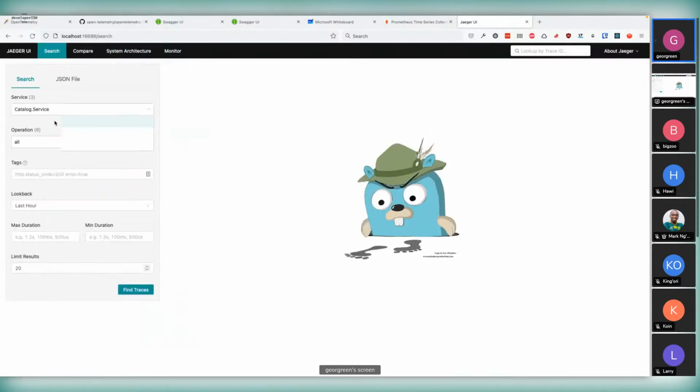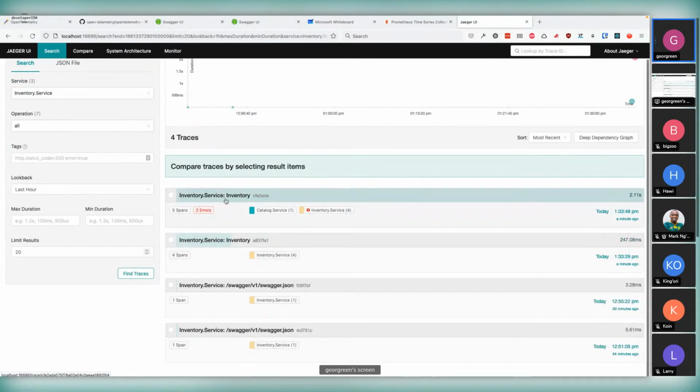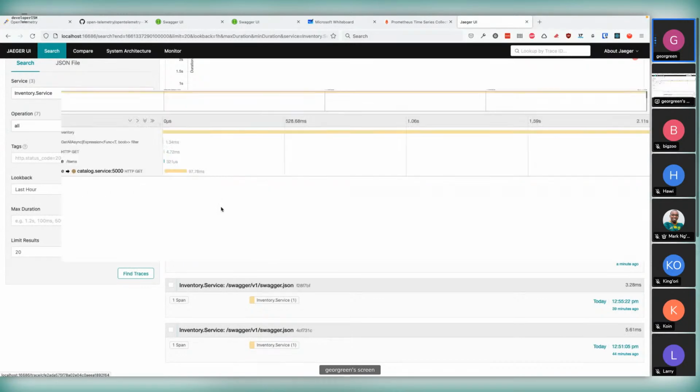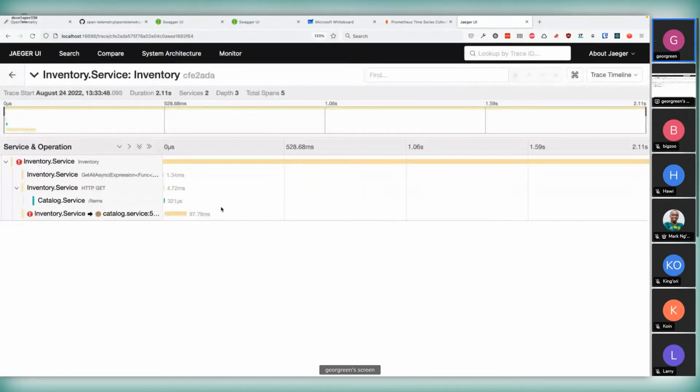So let's look at inventory. It's the one that failed. So let's find all traces and see what's going on. So we can see that inventory.service made a request. It got 2 errors, and yeah, it made a request to catalog service. So we can click into this to see what went down. I'm going to increase the size of this. I'm not sure if this is visible.